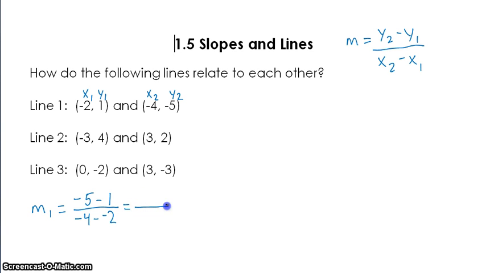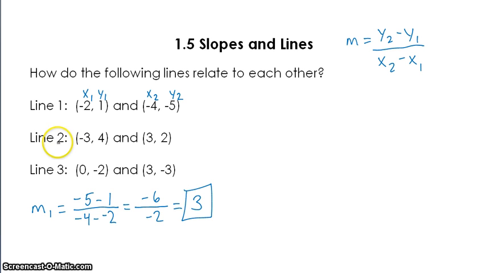Now I do the math starting with the numerator. -5 minus 1 is -6. -4 minus -2 is -2. Now simplify. A negative divided by a negative is a positive, and 6 divided by 2 is 3.